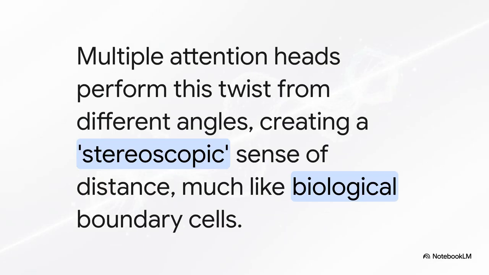And believe it or not, it gets even more sophisticated. The model doesn't just rely on one of these measurements. Nope. It has several different attention heads all performing this twist, but each one does it from a slightly different angle or with a slight offset. What this does is create a sort of stereoscopic sense of distance. Think of it like how our two eyes give us depth perception. It allows for a much, much more precise estimate of how many characters are left. It's just another one of these fascinating parallels to neuroscience, really mirroring how boundary cells work in the brain.